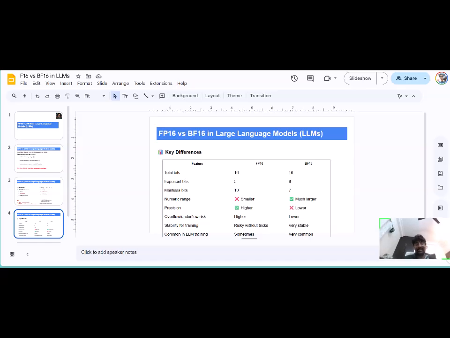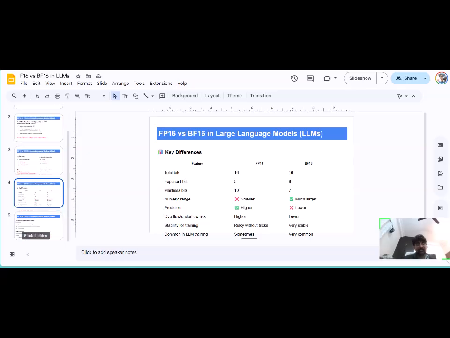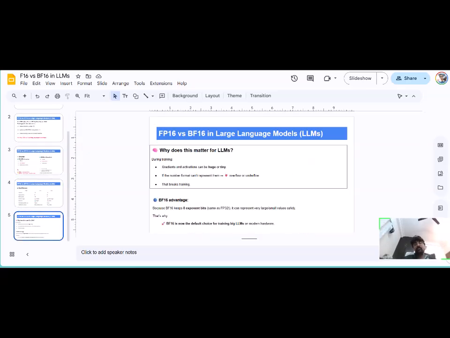I'll take the other parameters also. The difference is FP16 has 5 and here 8, that is the exponent number. There is a mantissa difference also, meaning the fractions. The fraction is good here: the floating point has 10 bits here and fewer bits there. That is why precision is much higher for this one, and lower for the other. But the overflow and underflow risk is very high for FP16, and here the risk is very low. Training is very stable and most commonly used. So that is the advantage here.